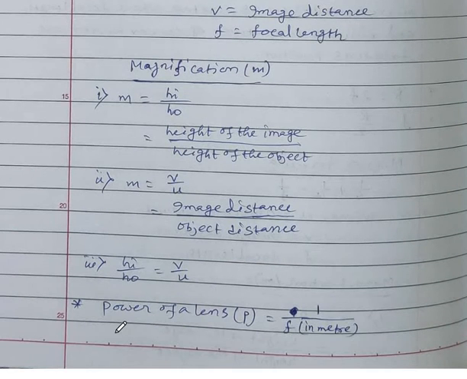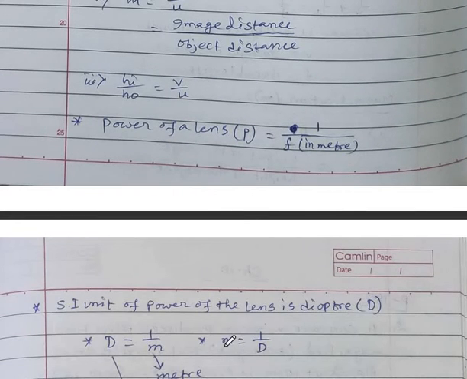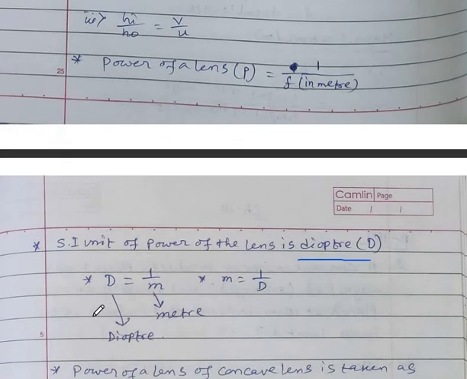Next formula, power of the lens. All the formulas I am giving you together, so please learn properly. Power of the lens, P is equal to 1 by F, which will be expressed in terms of meter. Actually, you can define power of the lens as the reciprocal of the focal length, expressed in terms of meter. Standard unit for the power of the lens is diopter, which is marked by capital D. So remember that D is equal to 1 by M, M is equal to 1 by D. While calculating, it will be helpful for you while setting up the unit. D for diopter is 1 by meter, meter is 1 by diopter.